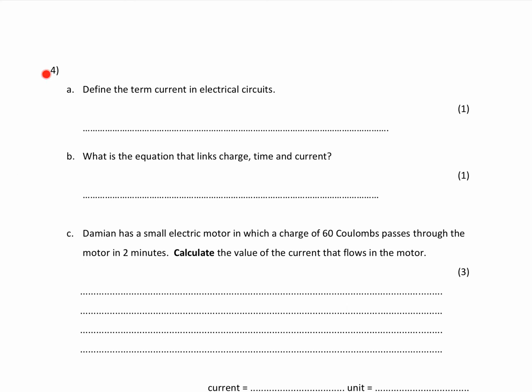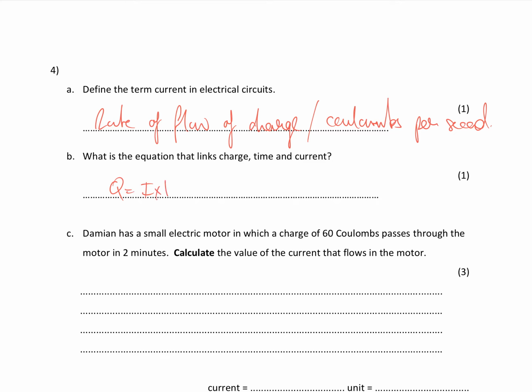Okay. Electrical circuits. To define the term current, you should just memorize it. I don't think there should be a massive problem with this one. When you memorize it, you need to know it's the rate of flow of charge, or even better, the number of coulombs per second. What's the equation that links? Well, this is simple. Q is equal to I times T, or charge is equal to current times time.